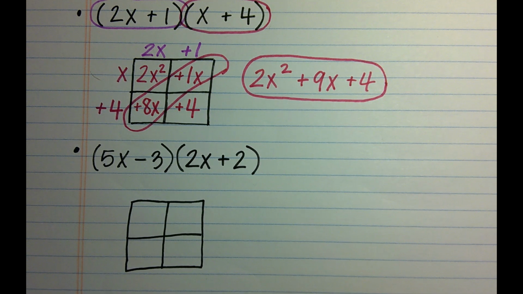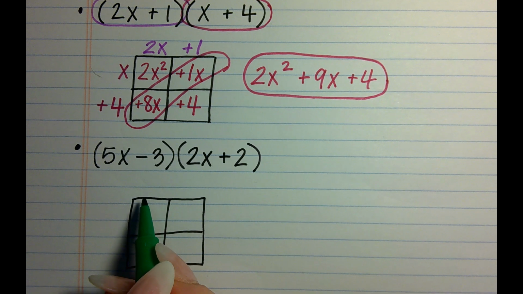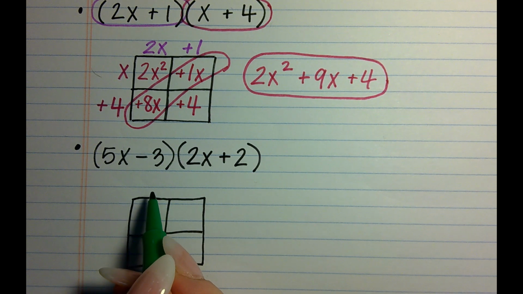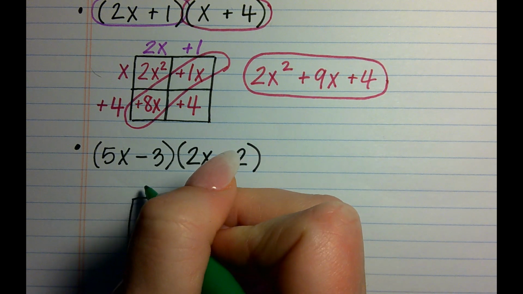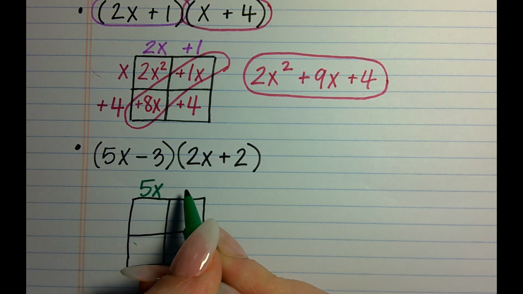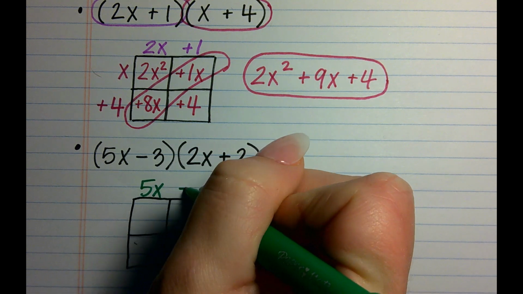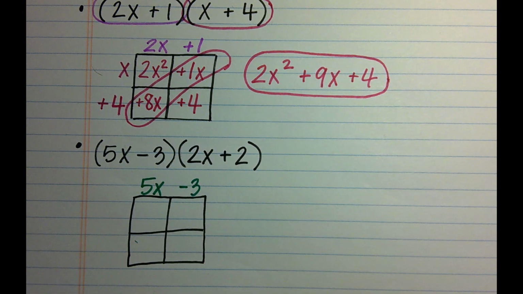Once you've got that problem written down and your box drawn, tell me, what am I going to write above my top left-hand box right here? 5x. 5x, good. And what about the next box over here? Negative 3. Good, minus 3 or negative 3.